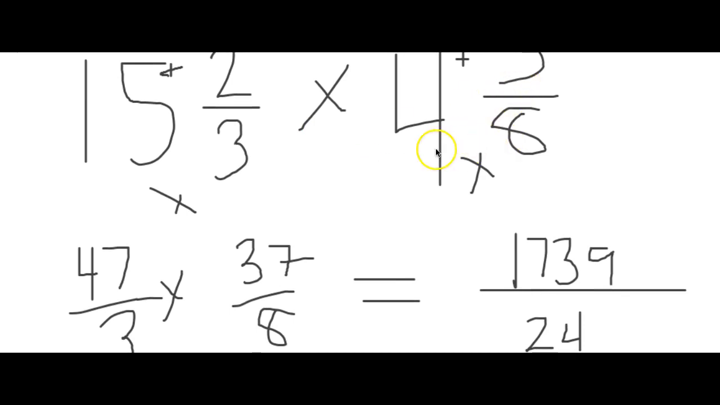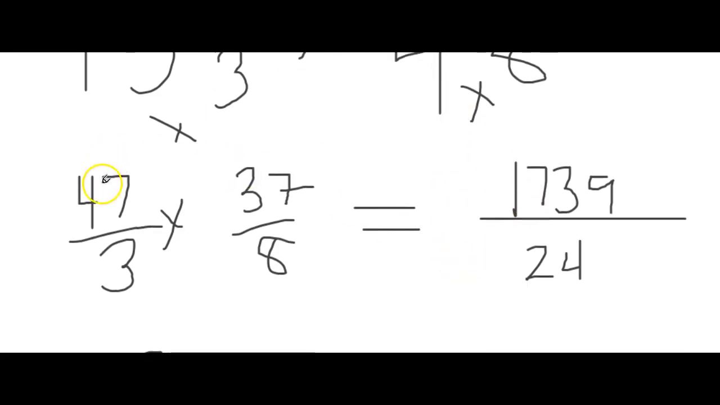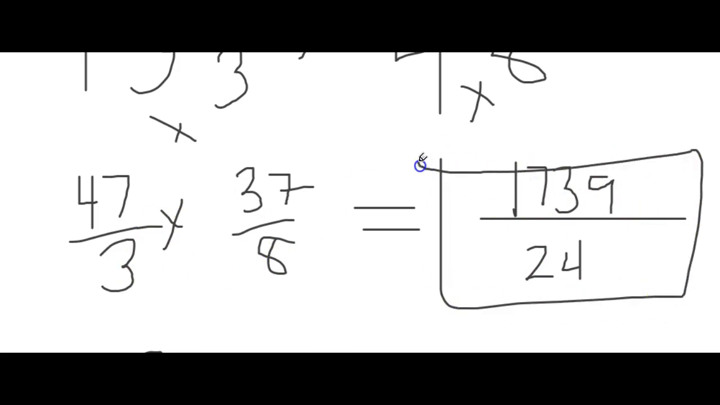4 times 8 gives you 32. Plus 5 gives you 37 over 8. Now, this is what I need you to really pay attention to because I'm changing what I just said. I think that this will be an easier method for you guys. 47 times 37 gives you 1,739. 3 times 8 gives you 24. This is what I want you guys to try for me.